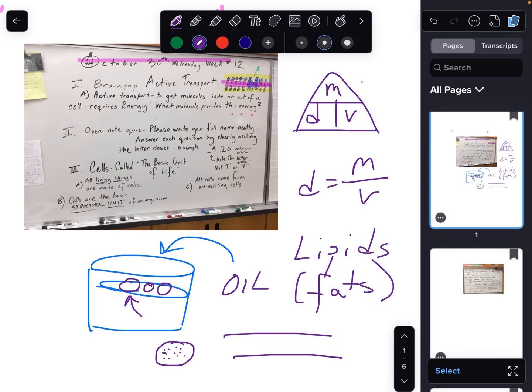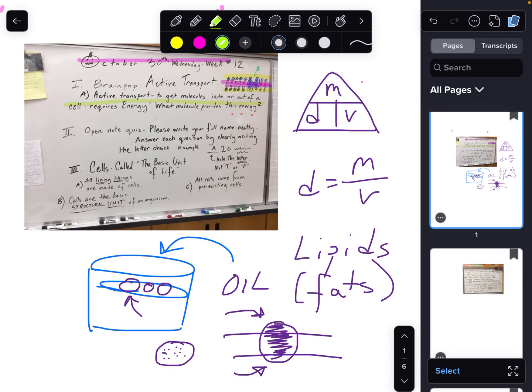As we are starting to learn about the way a cell is put together, you've got these little proteins right here at the surface of the bilayer that go between the bilayer, and they allow things into and out of the cell. And sometimes it requires energy right here to get things into and out of a cell.